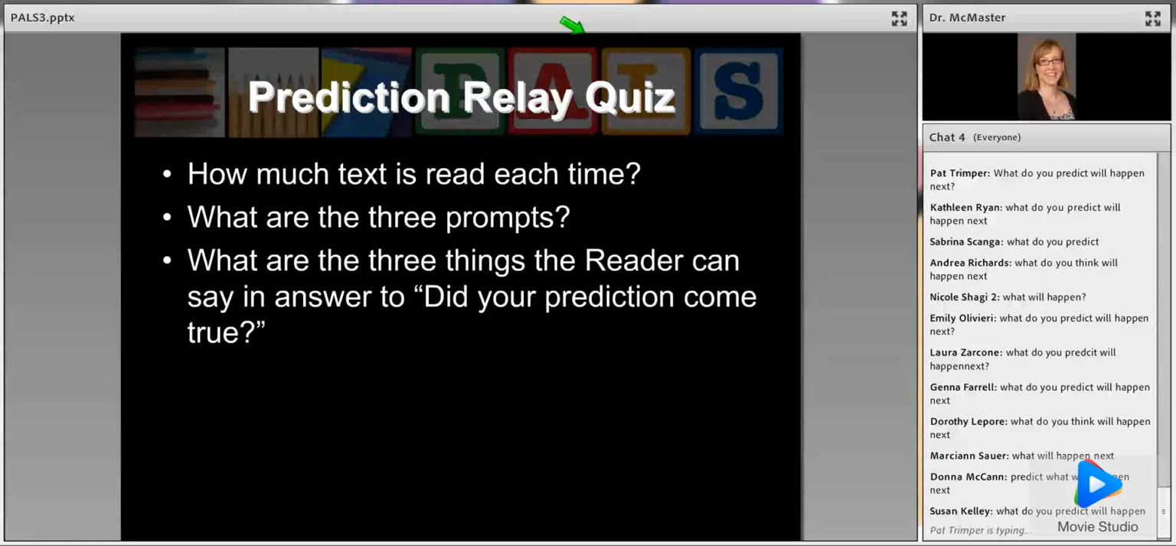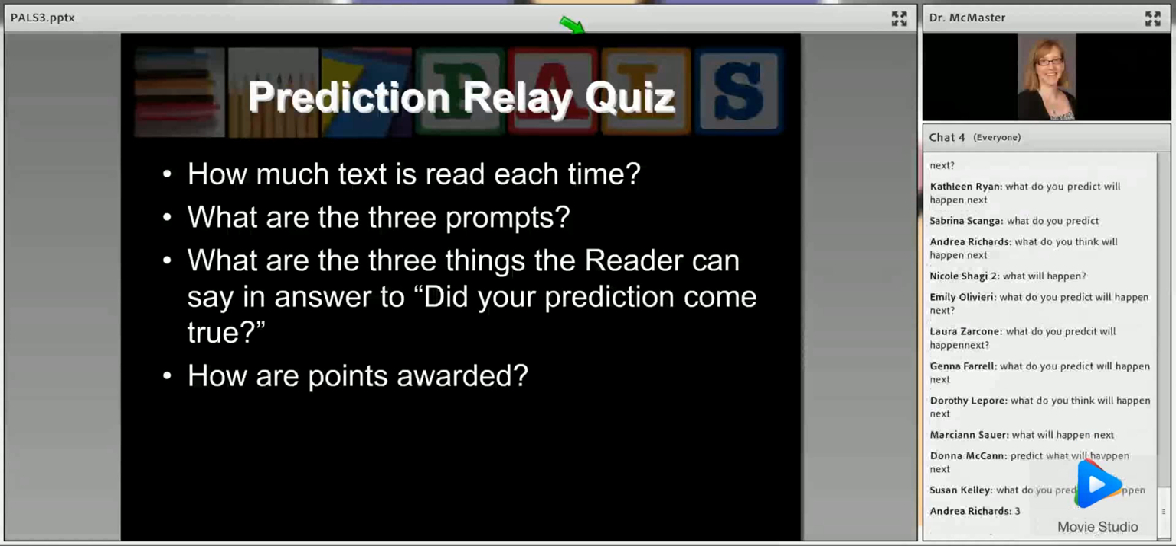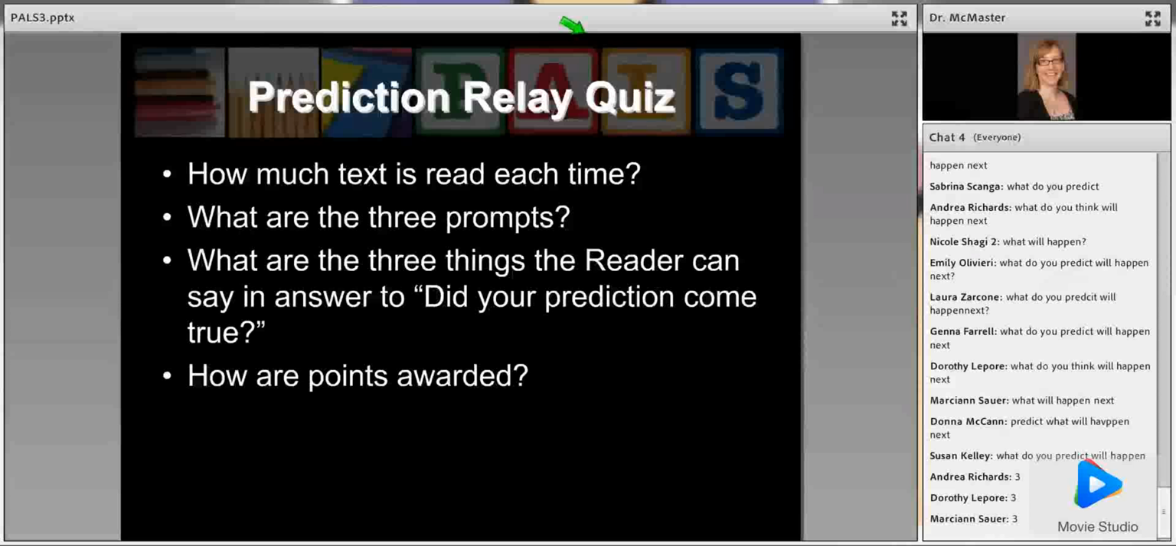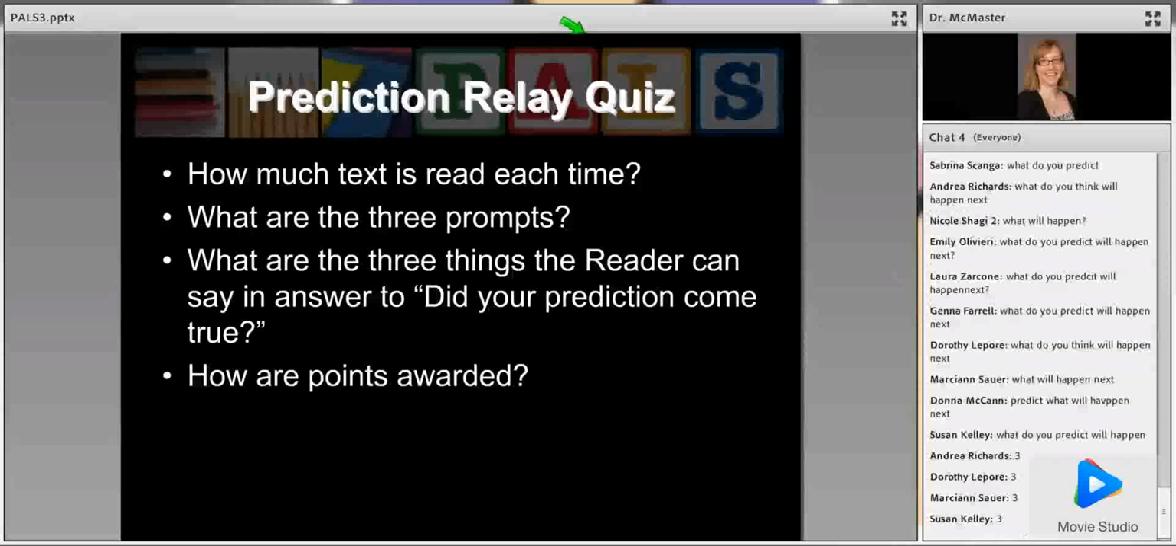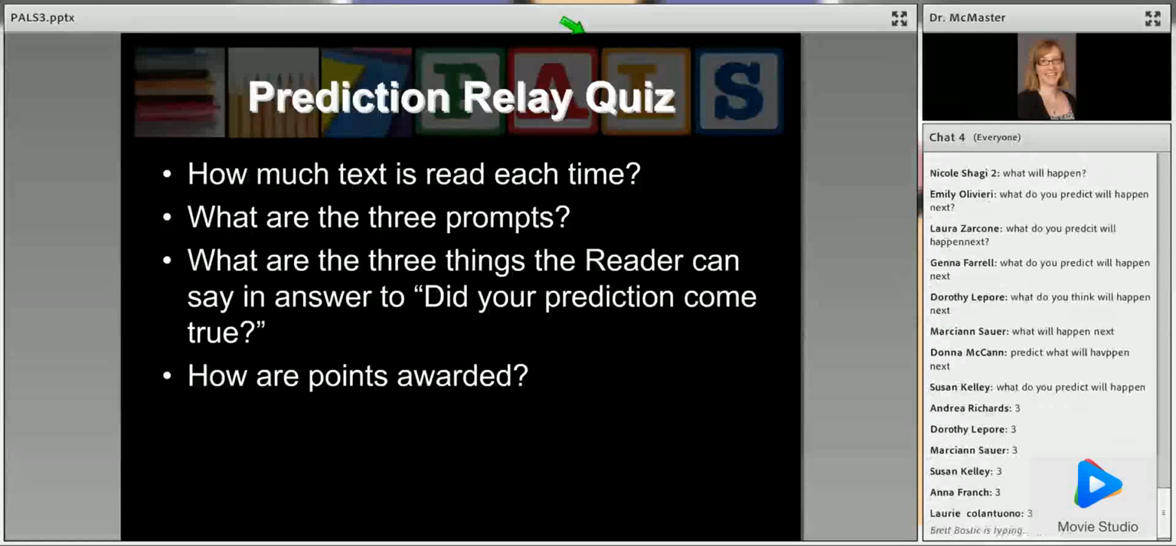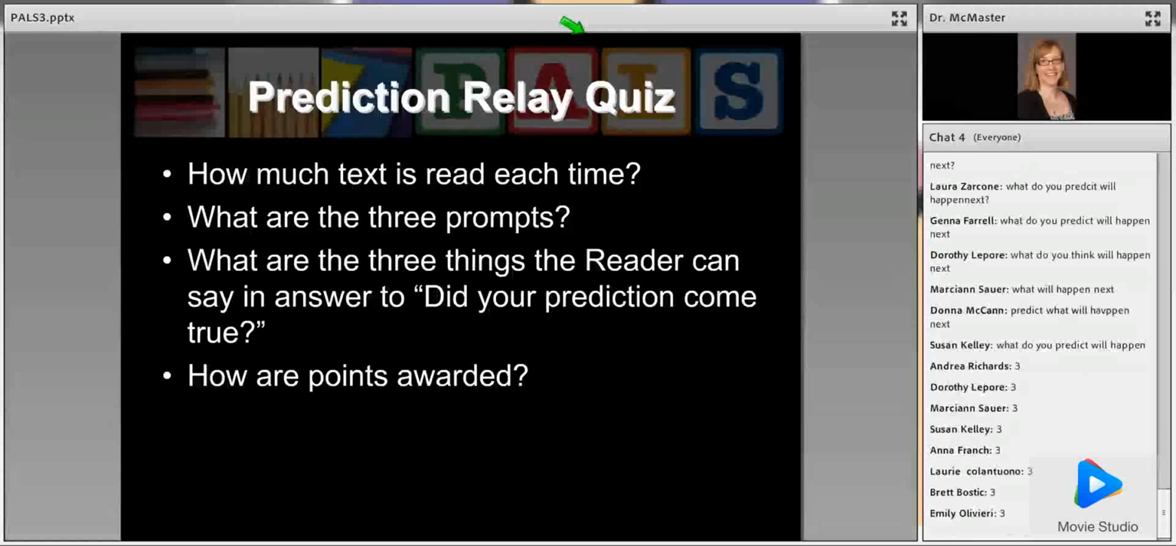Well, you guys already answered this one, so the 3 things you already got: yes, no, I don't know yet. How are points awarded? How many points can students get during prediction relay? You got it, 3. So they get 1 point for each thing. They get a point for making a prediction, 1 point for reading half a page, and 1 point for confirming whether their prediction came true. So you all got it. Awesome.